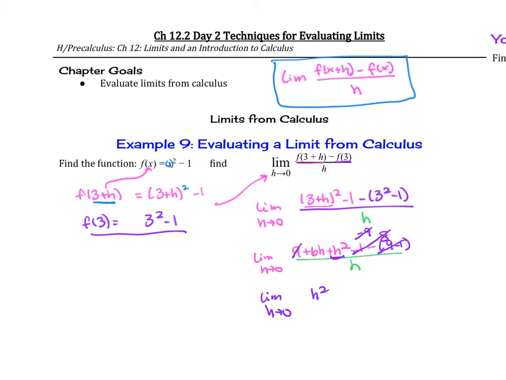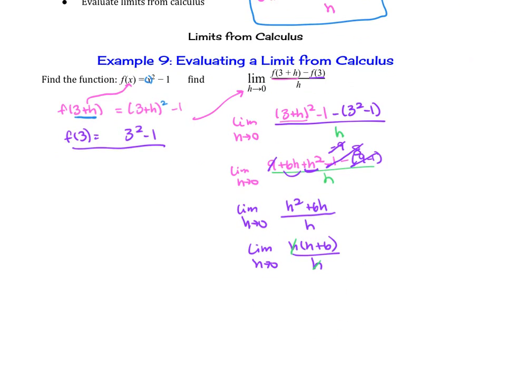So now we have h squared and 6h, that's all that's left, over h. Now we factor. So this is h times h plus 6 over h. And notice now that our h's cancel out. So we're looking at the limit as h approaches 0 of h plus 6. And so what we find is the answer is 0 plus 6, or 6.